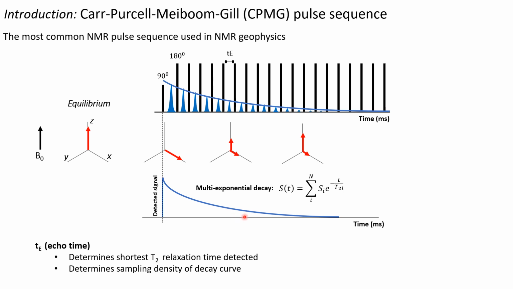So the important parameter here to remember is the echo time, and echo time determines the shortest T2 relaxation time that can be detected in our measurement. And it also determines the sampling density of the decay curve.